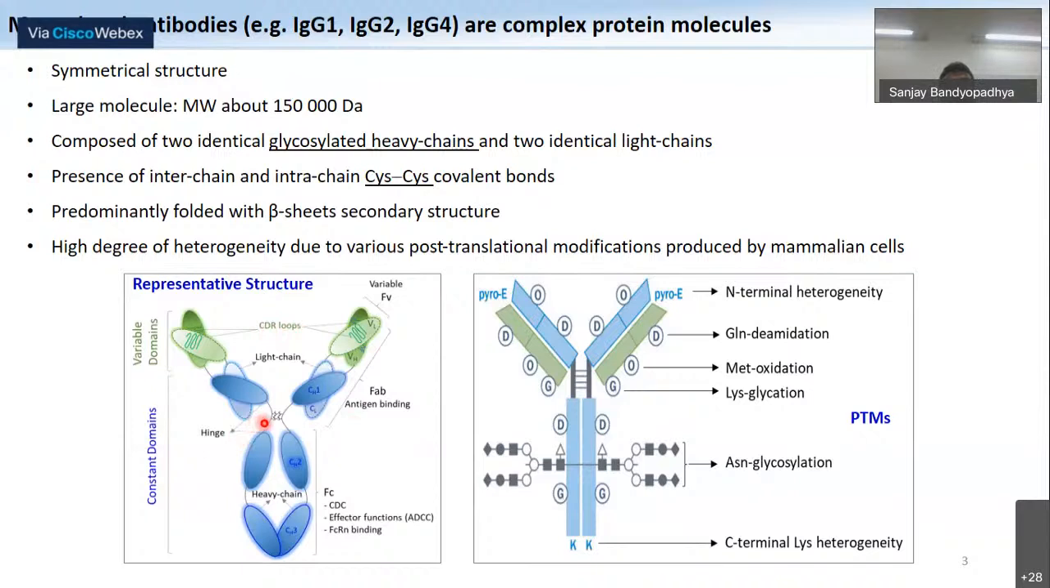Then it has a hinge region, mainly the hinge region has some disulfide bonds, which bring some flexibility to the molecule sometimes. And then there is a conserved region called the Fc region. This portion is important for many reasons, like cell killing activity, for receptor function, and also it binds to some receptor in human plasma, which eventually keeps the molecule for a longer period of time in the systemic circulation. It gives the plasma half-life better.